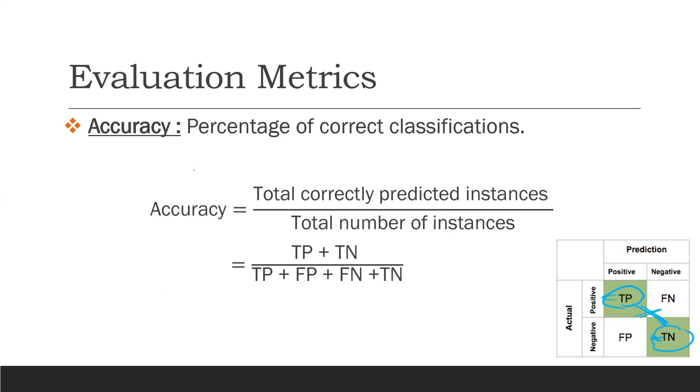Then divide the correctly predicted instances by the total number of instances. For this confusion matrix, how many total instances are you using? This ratio, this fraction, is accuracy. It gives you a value from 0.0 to 1.0. If you multiply by 100, this is the percentage of your accuracy. Any questions? Accuracy means total correctly predicted instances divided by total number of instances.